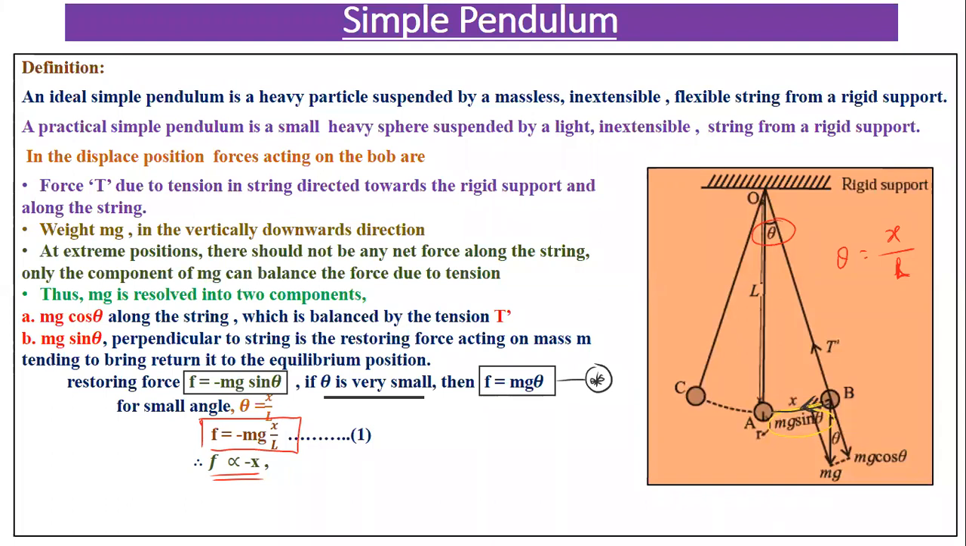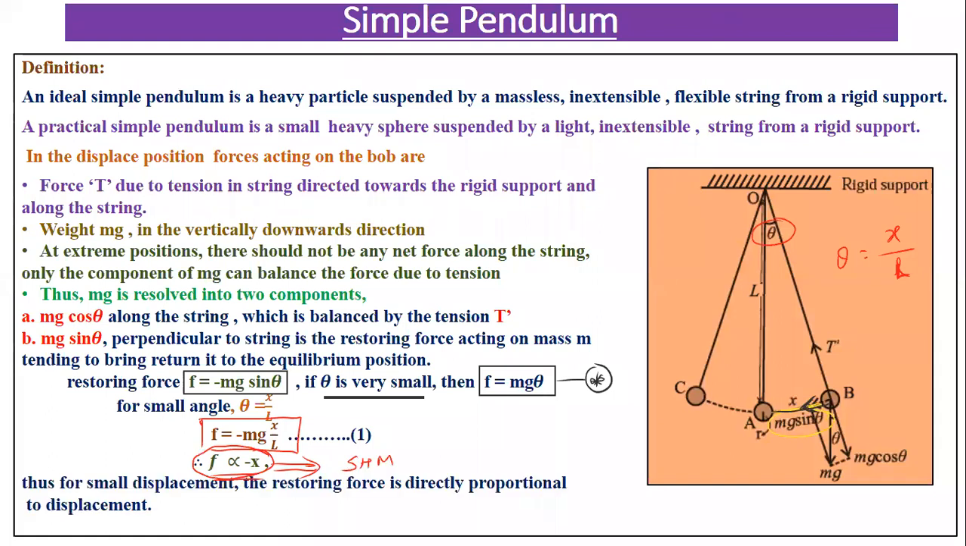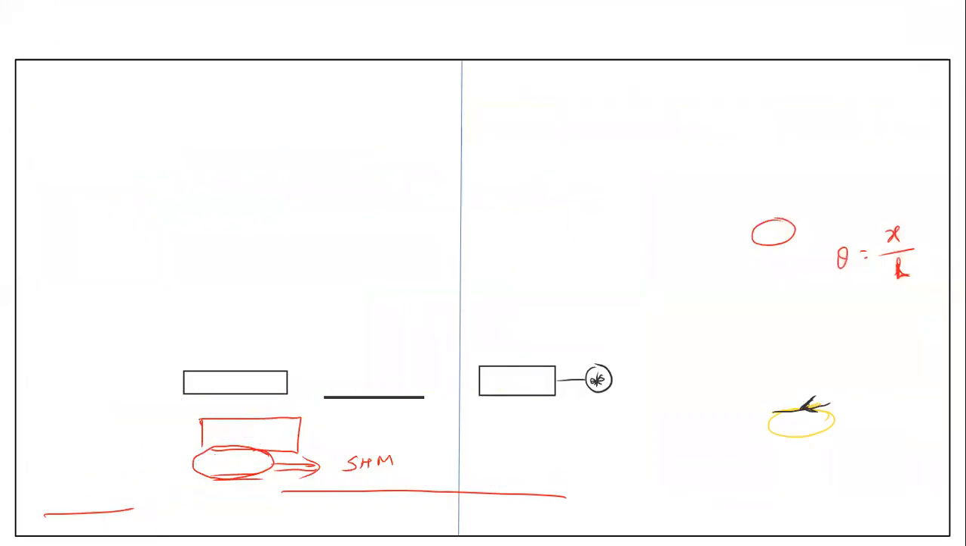It means that the motion of the bob of a simple pendulum is SHM. When we get restoring force proportional to minus x, it means that it is SHM. Restoring force is directly proportional to displacement, and both are oppositely directed. So we can write, this is SHM.